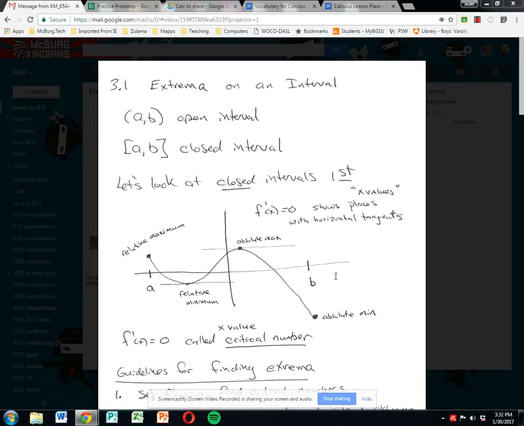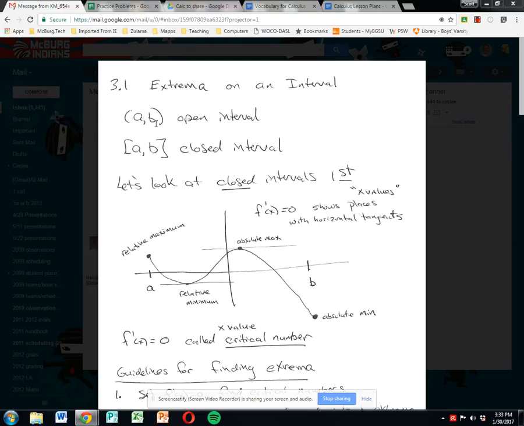All right, we're going to talk about, starting chapter 3, some applications of derivatives. One of those applications is finding extrema. Another name for extrema are basically mins and maxes that happen on the graph. So there are open intervals, which means don't include the endpoints, and there are closed intervals denoted by brackets, and this means do include the endpoints.